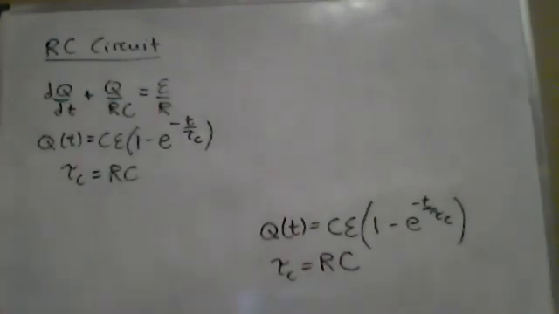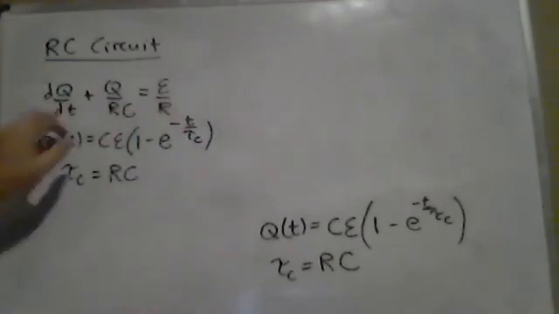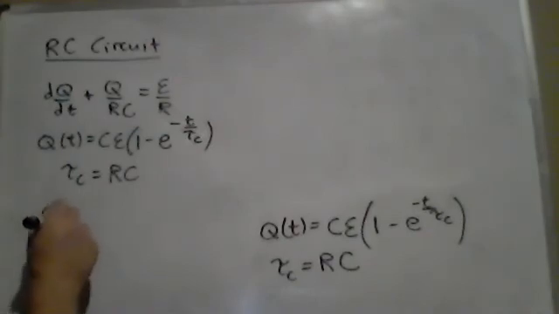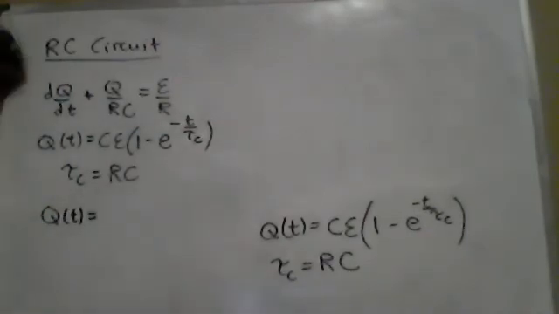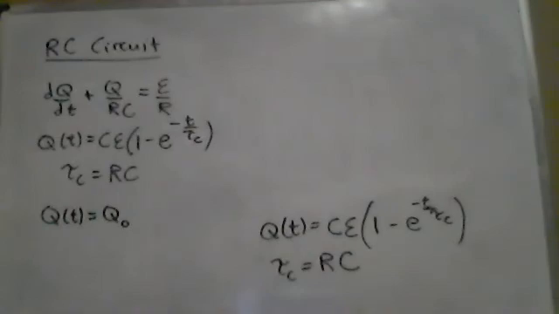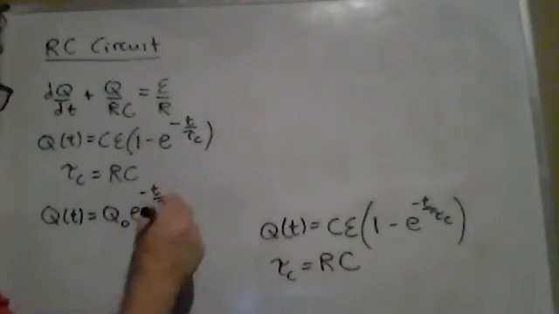That's the behavior. But what if I open up the switch? I have this going on and on and on. Now I decide, okay, I'm going to open the switch. Essentially I've made epsilon go away, and my new differential equation is dQ/dt plus Q over RC equals 0. And what's the solution to that differential equation? Well, that's the discharging equation. Q of t is Q naught, the initial charge before I started discharging, times e to the negative t over tau sub C.